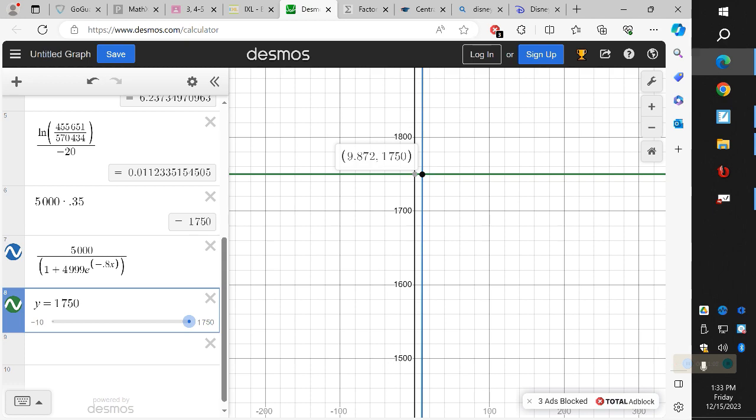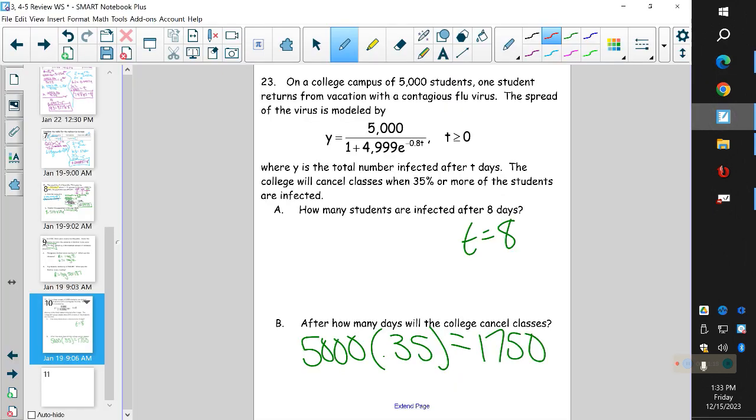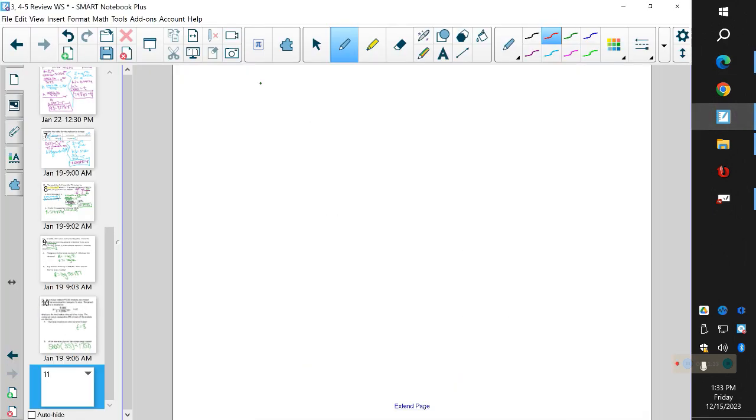Now, that's a beautiful thing. How do you do that algebraically? You don't, you put it in the calculator. No, you do it algebraically. Just plug in. So let's do that. We're going to go right back to this, and I'm going to write down this formula. So this is y is equal to 5,000 over 1 plus 4,999 e to the negative 0.8t.